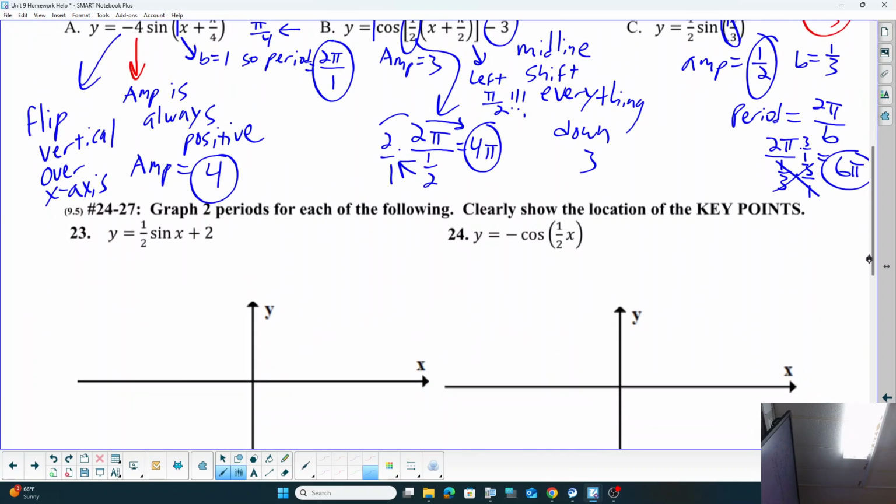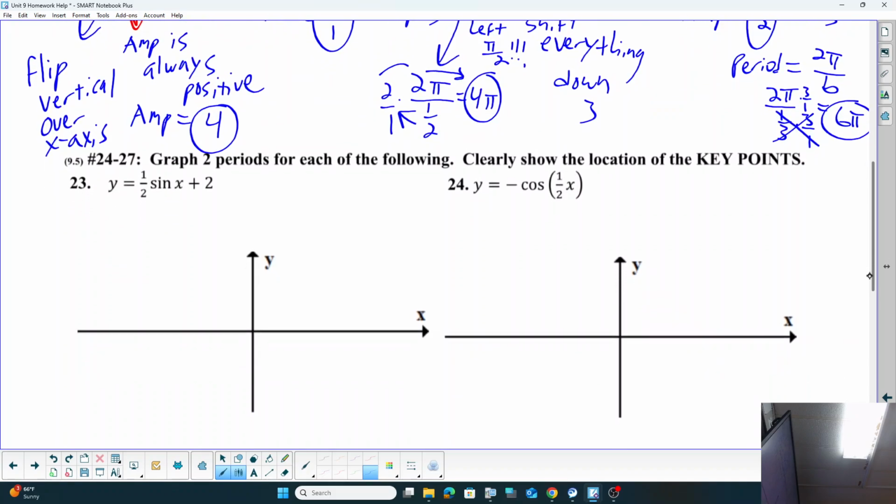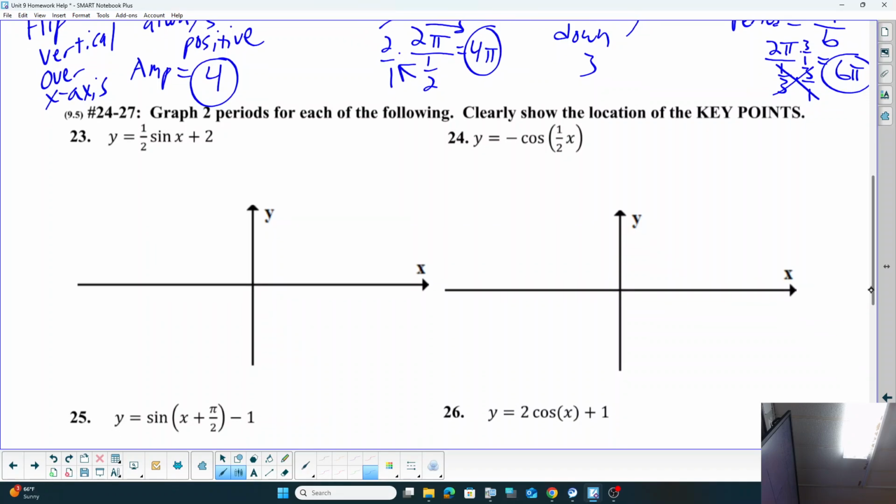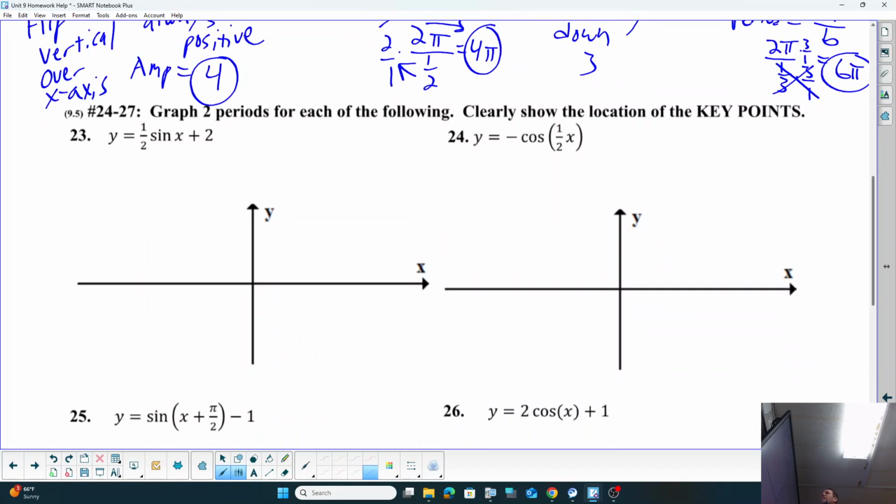Okay, graph 2 periods for each of the following, or 1 period is fine. Clearly show the location of the key points. Nice. Okay, do you remember how to graph? So how to graph is we have an amplitude of a half.